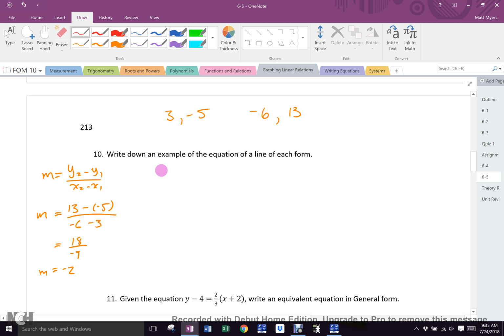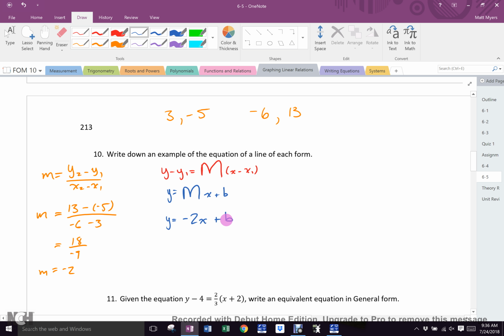Which two of my three forms use m? Point slope form, y minus y1 equals m x minus x1. And what's the other one? Y equals m x plus b. So what can I now put in for both m's? I can put in -2. So let's do the blue one first. Y equals -2x plus b.